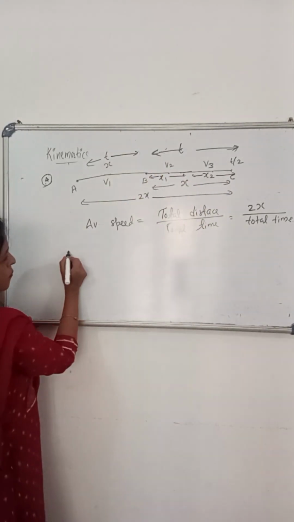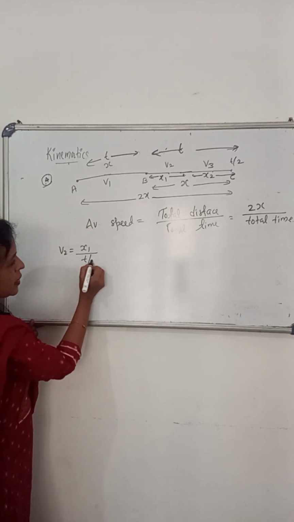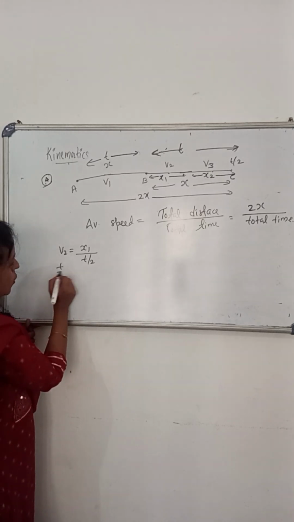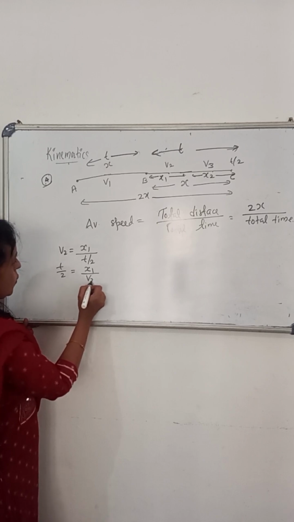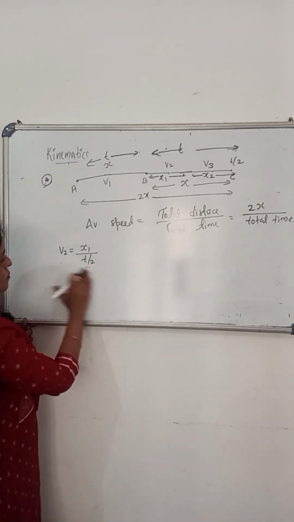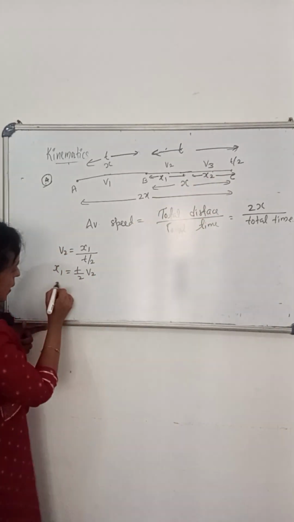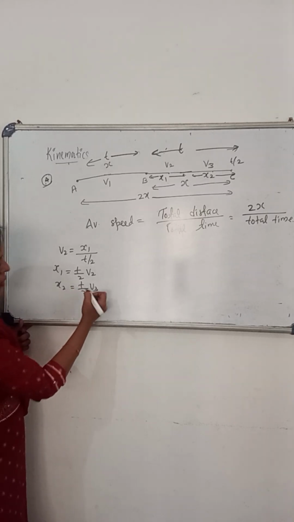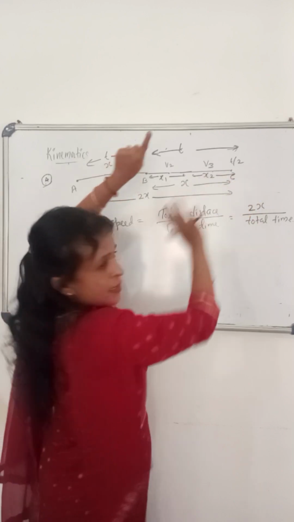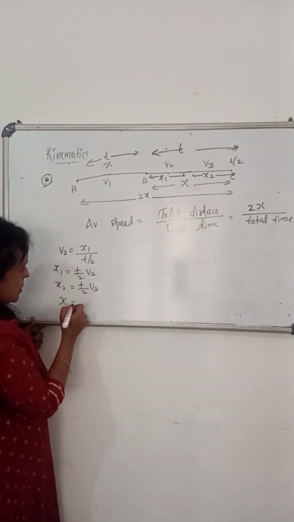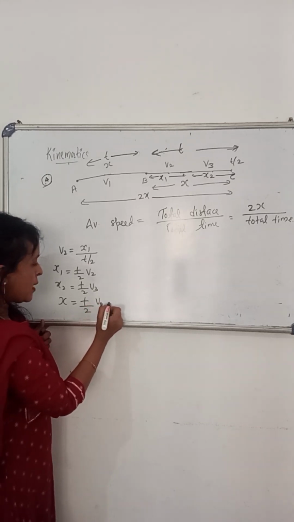What is x1 here? We know that v2 is equal to x1 divided by the time interval t by 2. Then t by 2 is equal to x1 divided by v2, so x1 is equal to t by 2 times v2. Like that, x2 is equal to t by 2 times v3. But what is x1 plus x2? It is the total distance x. So x is equal to t by 2 times (v2 plus v3).